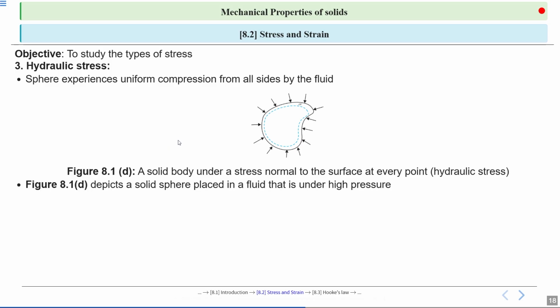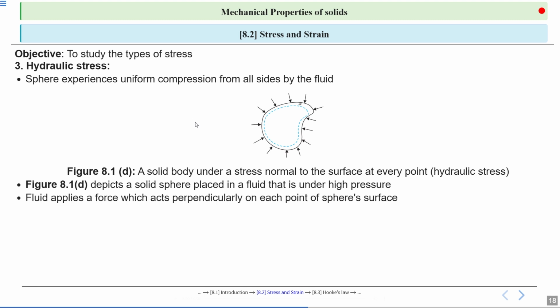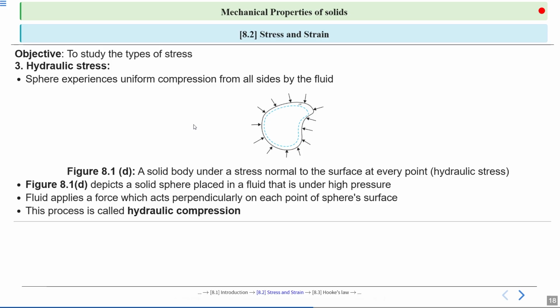So, here, figure 8.1d depicts a solid sphere placed in a fluid that is under high pressure, because the pressure acts on the object from all directions. The fluid applies a force which acts perpendicular on each point of the surface of the sphere. This process is called hydraulic compression. Alright, I hope this is clear.